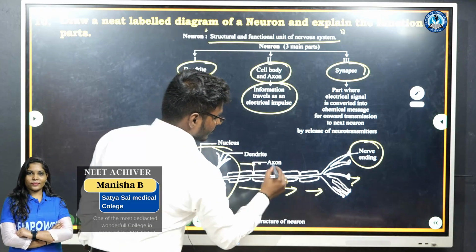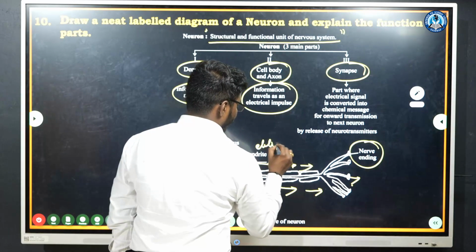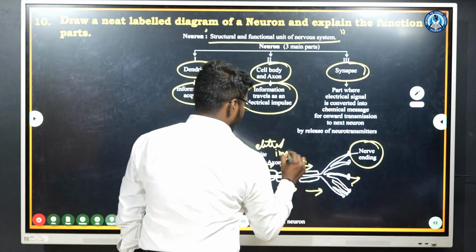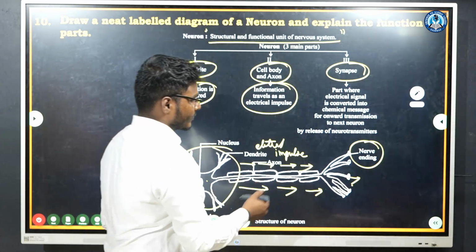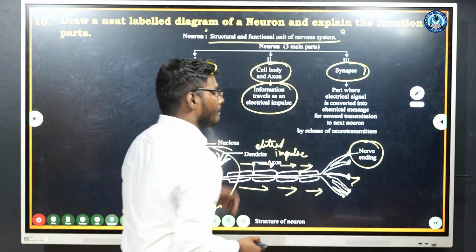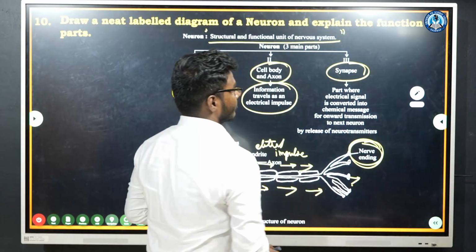As I said, the electrical impulse travels in this way. Next, this electrical impulse reaches the nerve ending. This is a nerve ending.